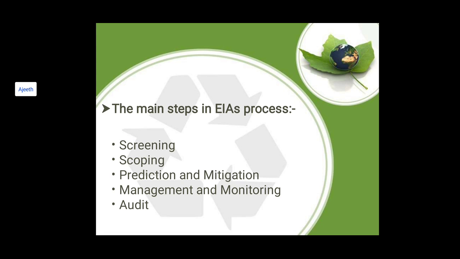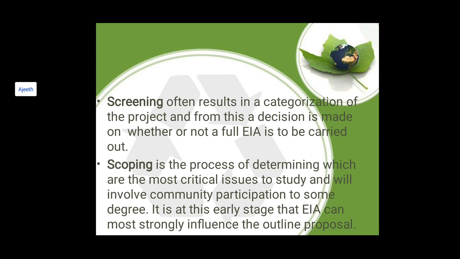So what are the main steps of EIA? First one is screening, second is scoping, third is prediction and mitigation, next is management and monitoring, and the final one is the audit. I hope you know what is meant by audit. Screening often results in categorization of the project, and from this a decision is made on whether or not a full EIA is to be carried out. So we need to screen whatever project is coming in, and see whether a full EIA has to be done or not.